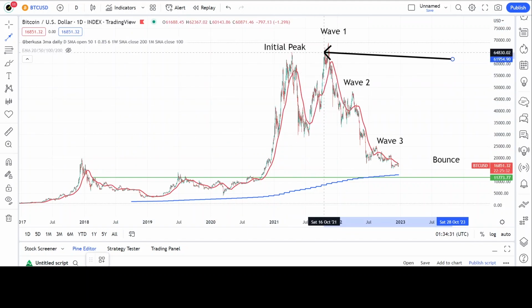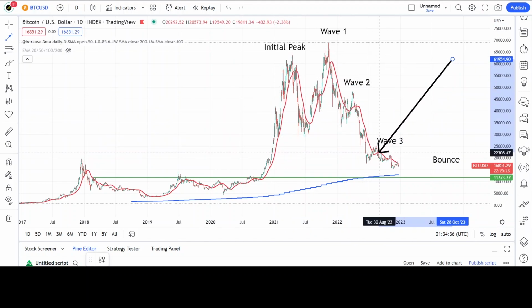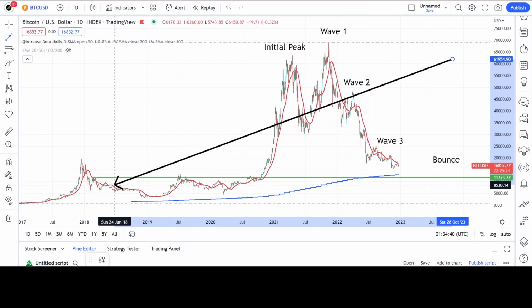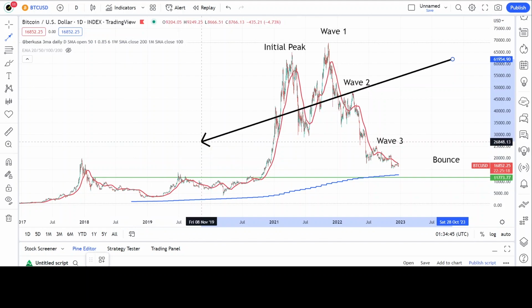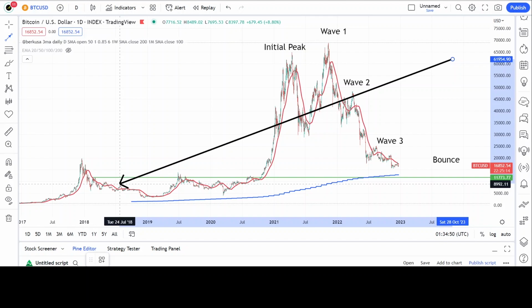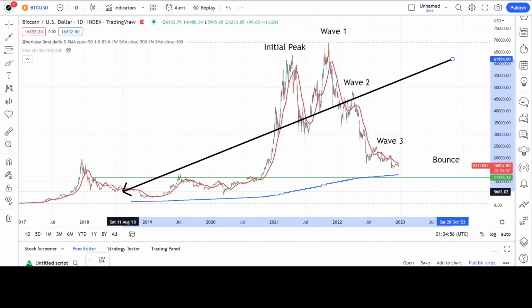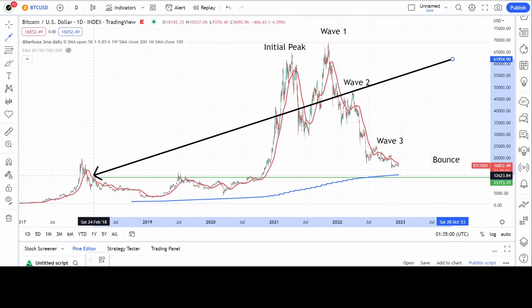After this initial peak, you have three different waves: wave 1, wave 2, and wave 3. Here they're more like bounces: bounce 1, bounce 2, and bounce 3. The similarities between these waves or bounces and these waves or bounces is that they both make it above the 50-day simple moving average. So here we have wave 1 after the initial peak.